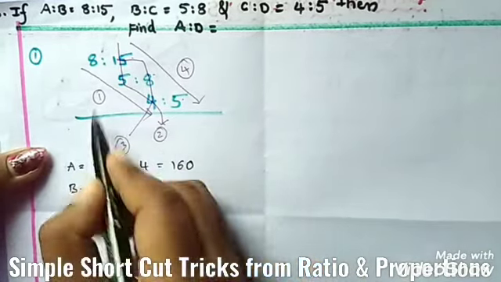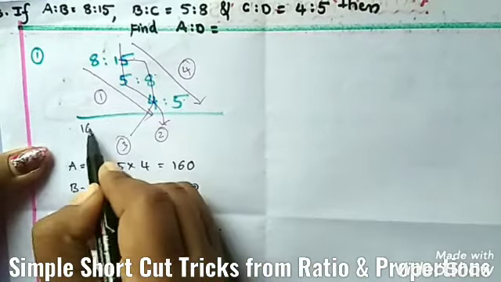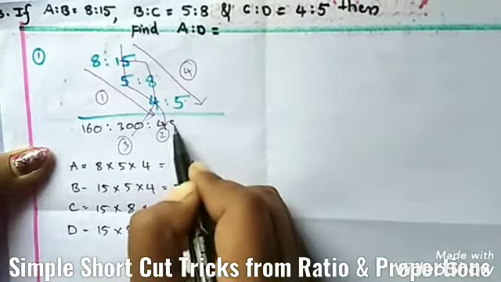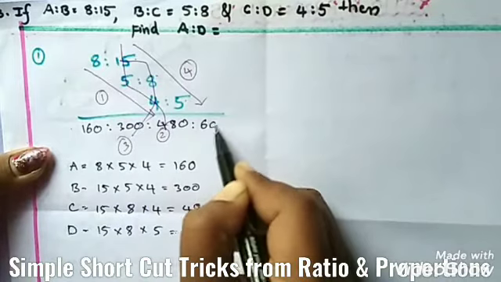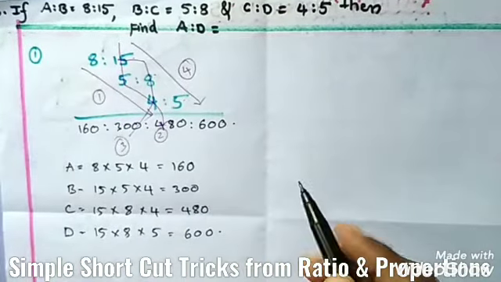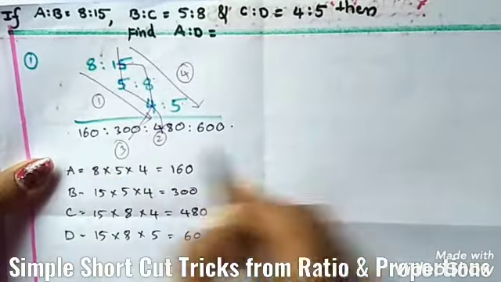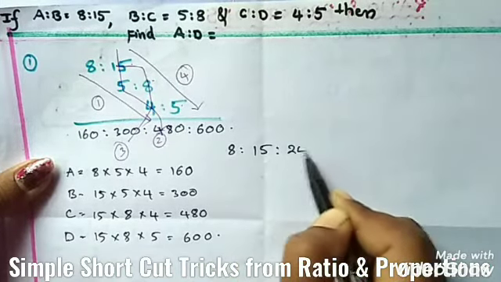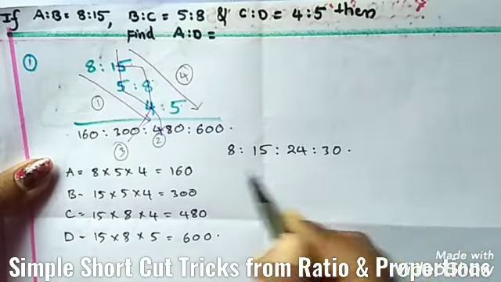Now 160 is to 300 is to 480 is to 600. If you simplify this, 160 means 8 is to 15 is to 24 is to 30.